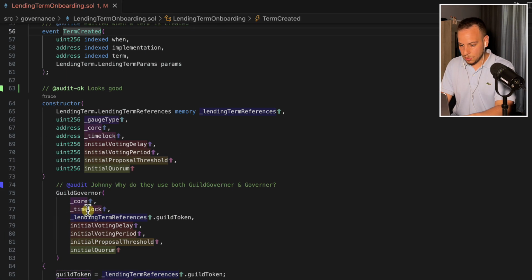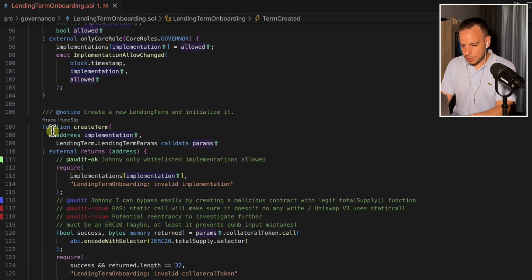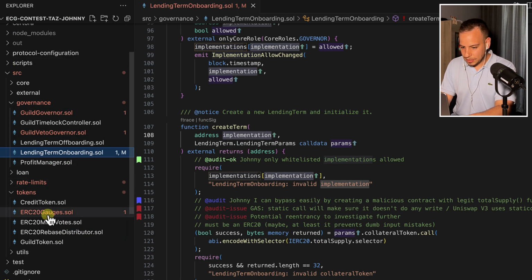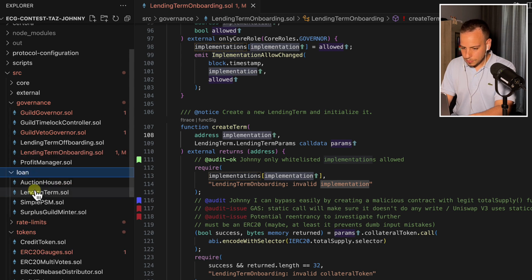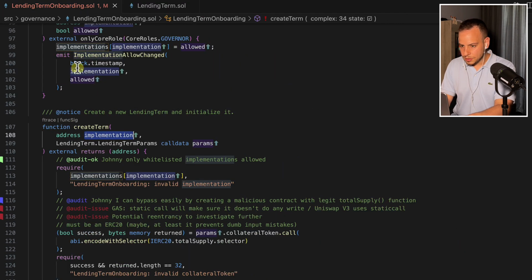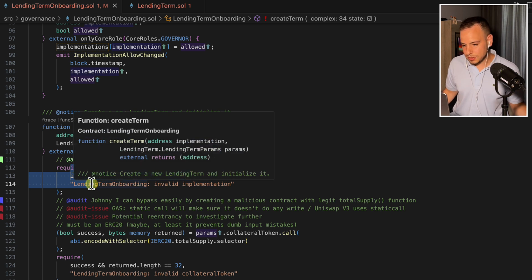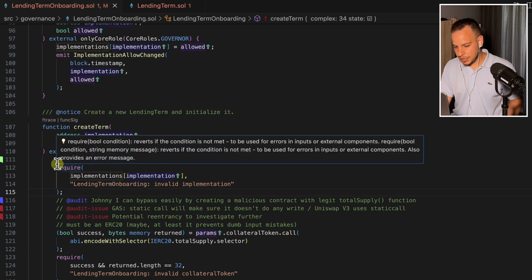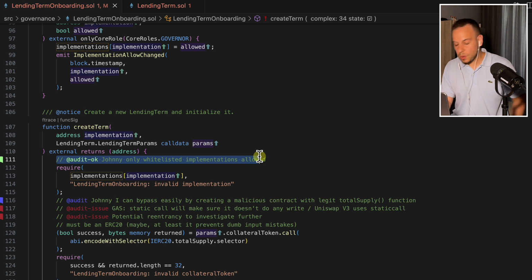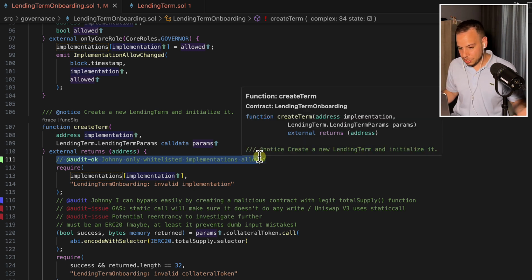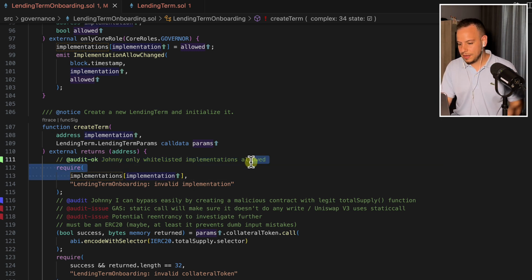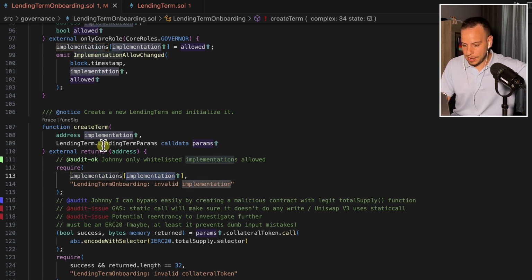I can make a proposal over here. I can go here to create term. The implementation is this smart contract, this one, lending term.sol. And it should be in the whitelist of implementations. So this is another thing, like as you can see here, I added here audit. Okay, what if I put a malicious implementation? No, it needs to be here in the mapping of implementations. You cannot just pass any arbitrary address.